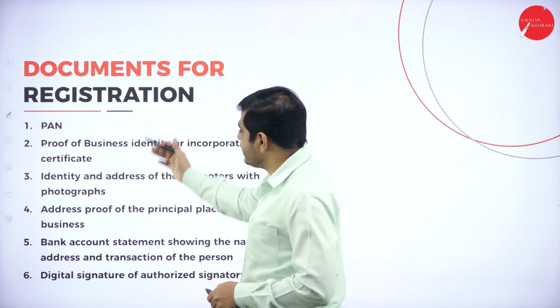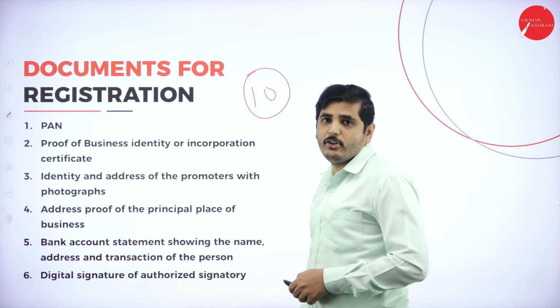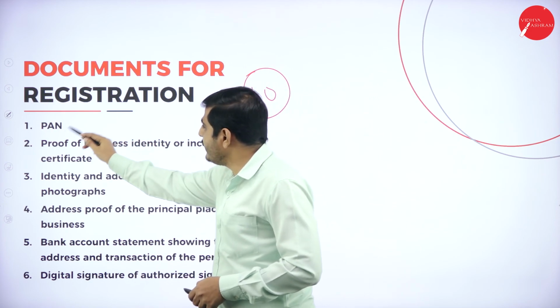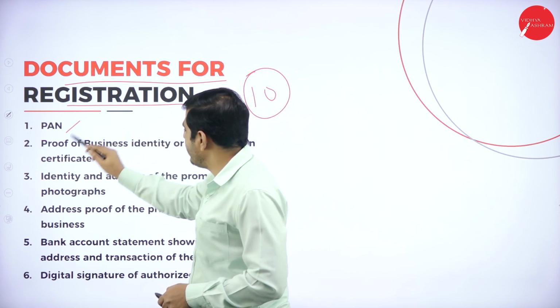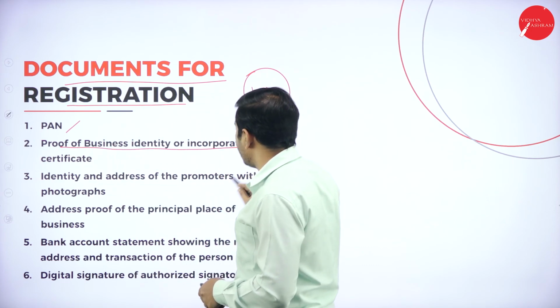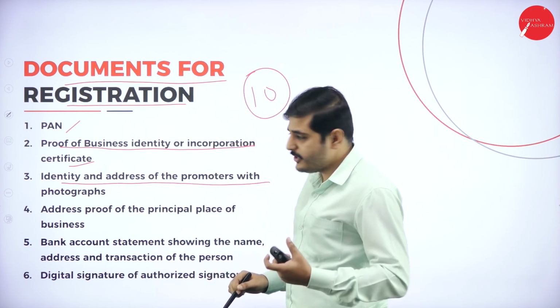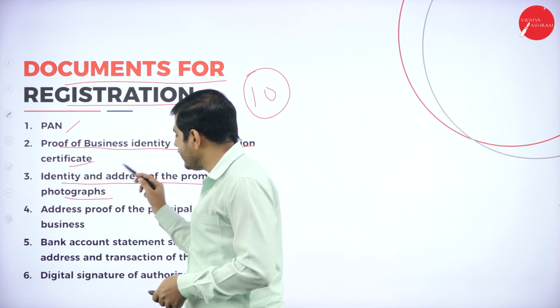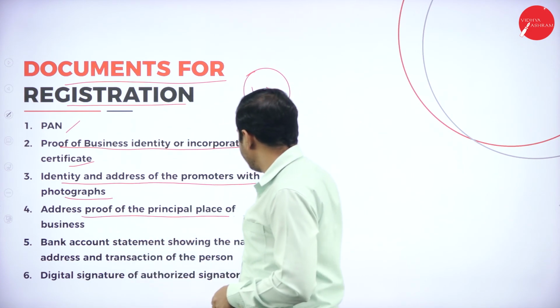Next, what are the documents required? This will be asked for 10 marks. It will be a compulsory question. What are the documents needed to get registered? First one, PAN number, proof of business identity or incorporation certificate. Next one, identity and address of the business. Next point, photographs of the owner and also of the business. Next one, address proof of the principal place.